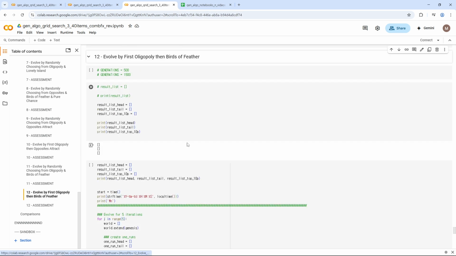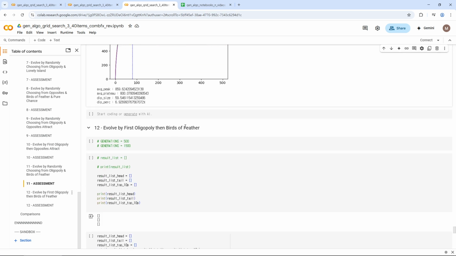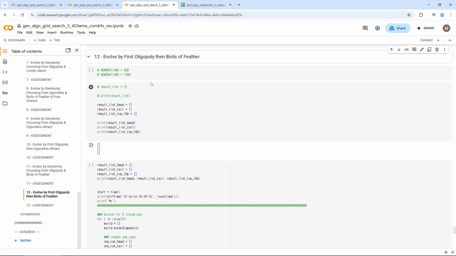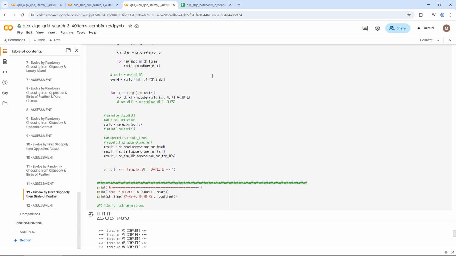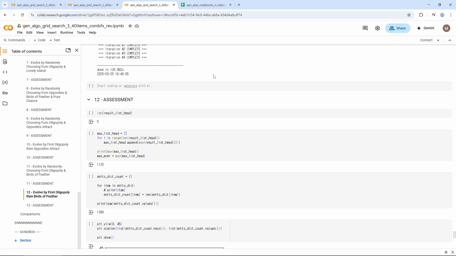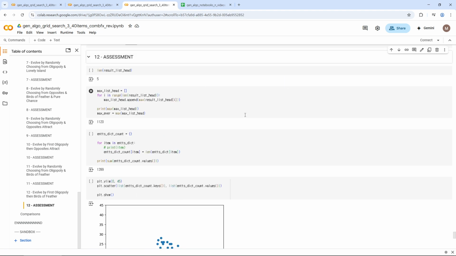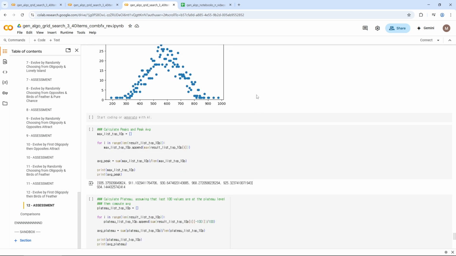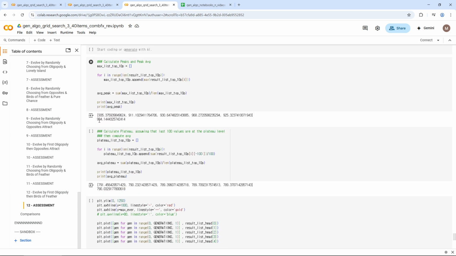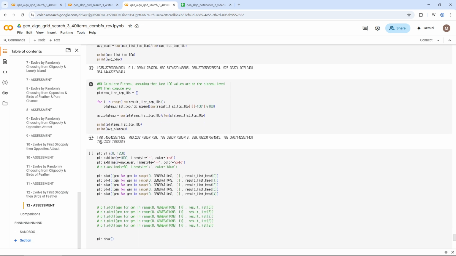which is evolve by oligopoly and then birds of feather. So we switch from first oligopoly and then to birds of feather at generation 80 in this case. Arbitrary, very random. In the hopes that, again, we let the population evolve and then use birds of feather to have entities that are very similar to each other mate. And this is what happens. The average peak is 934. The average plateau is 790.